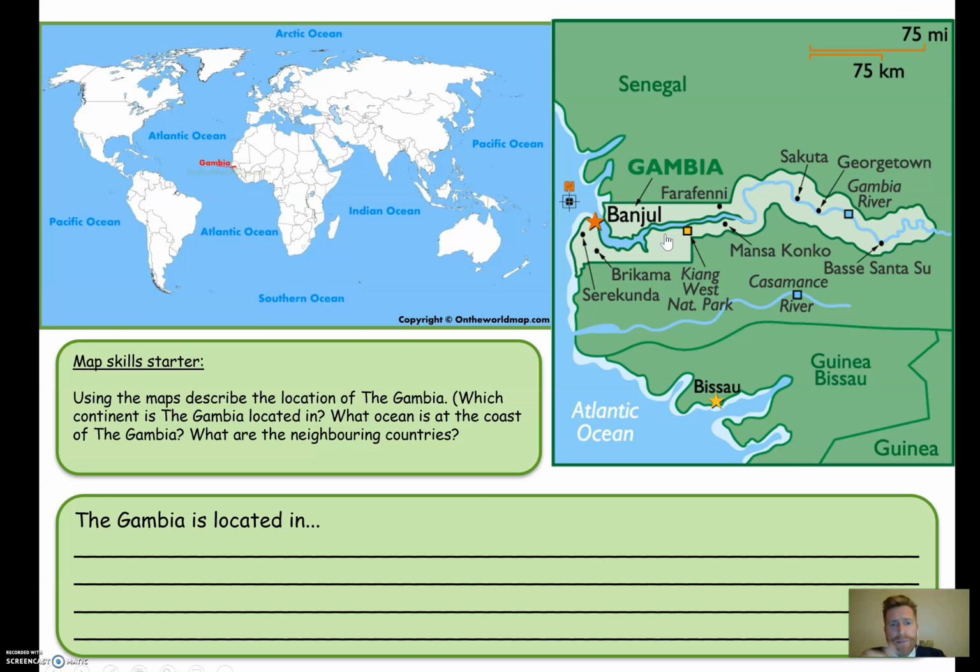So I've got a task for you here. It says using the maps, describe the location of Gambia. So the sorts of things you want to be talking about is which continent is it located in? What part of that continent? Is it north, south, east, west? What ocean is at the coast of the Gambia? What are its neighbouring countries? So perhaps if your cover teacher could press pause in a moment, you can have some time to answer this question in your book. If you press pause now.